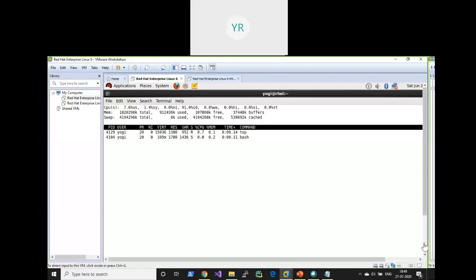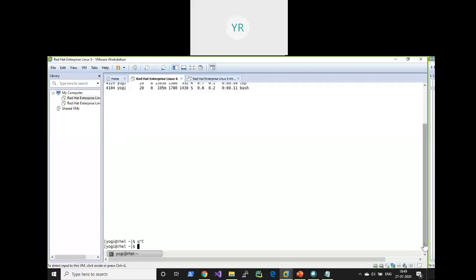Next, in the same way you have some more options. You can find them using the man command or help command. If I use top hyphen i, of course here I'm not having any zombie process.